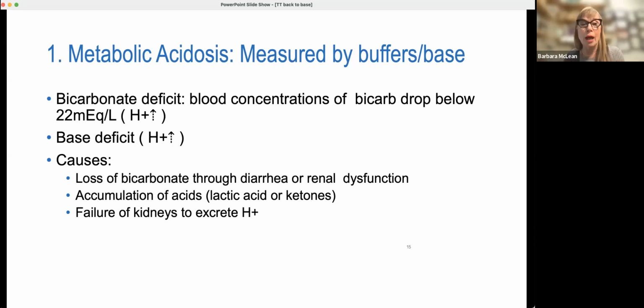Because you made too much acid, because you can't excrete it, because you've lost bicarb, because you have anaerobic metabolism, you're ketotic, you have lactic acidosis, all those things, that's the production, right? The accumulation of acids. All those things promote metabolic acidosis, which will be measured by you by a base deficit and a decreased bicarb.